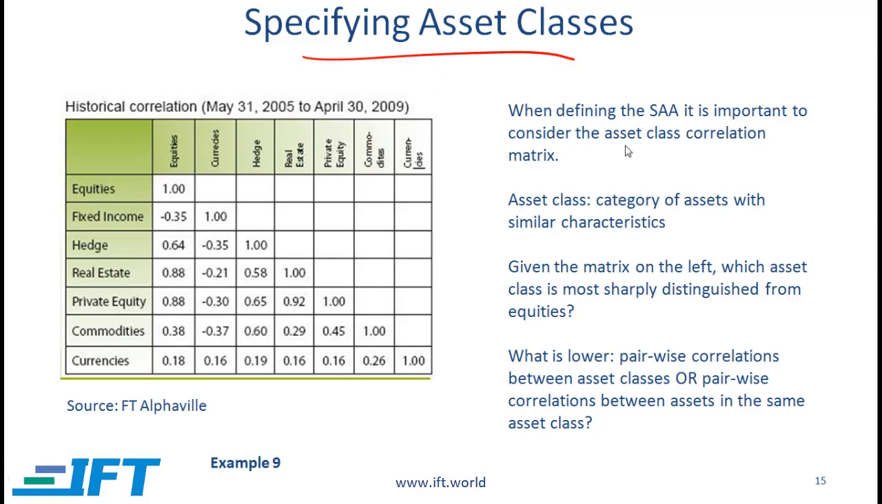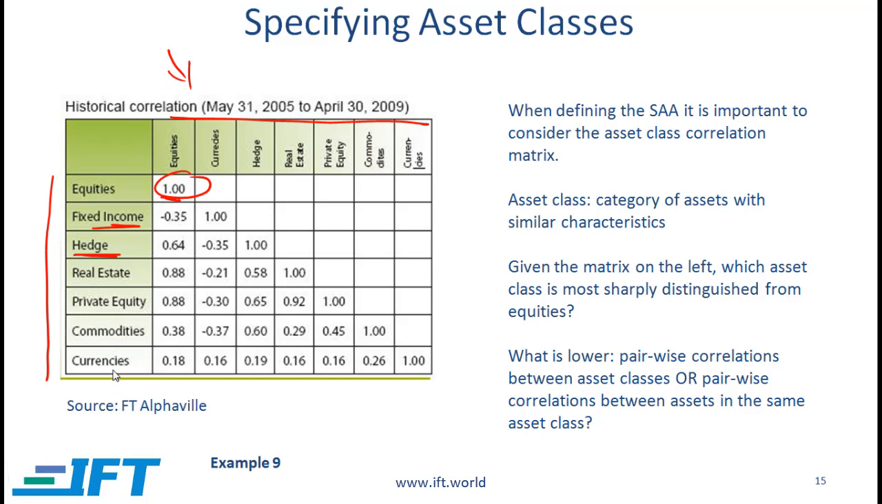Specifying asset classes. When defining the strategic asset allocation, it is important to consider the asset class correlation matrix. What we are looking at here is a very simple correlation matrix. These are some classic asset classes. The correlation between equities and equities obviously is 1. The correlation between fixed income and equities is minus 0.35. This refers to hedge funds, and then real estate, private equity, commodities, and currencies.